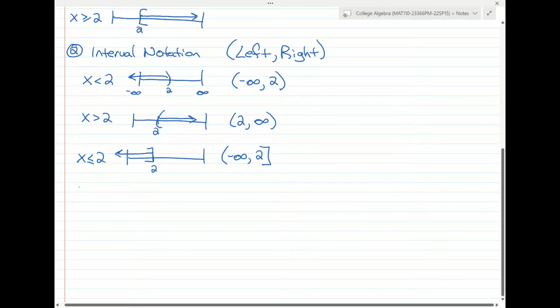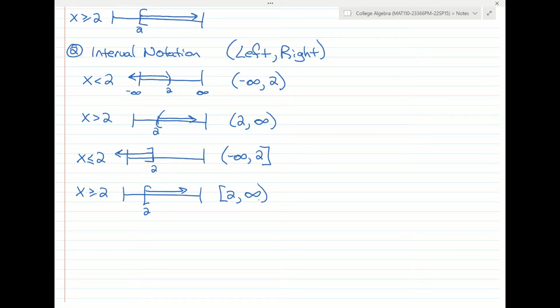Also with x is greater than or equal to 2, put a bracket on 2, go to the right, and 2 to infinity. That would be what interval notation looks like. You should be familiar with the number line notation. The interval notation is what we're primarily going to use. All right, but you should know both.